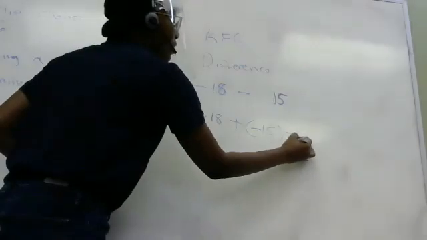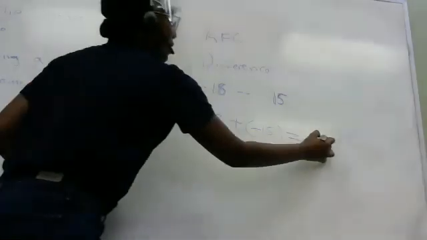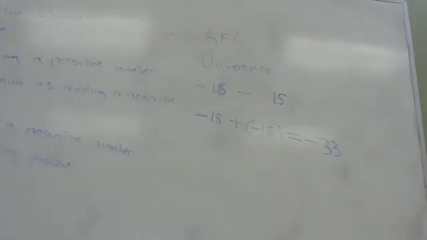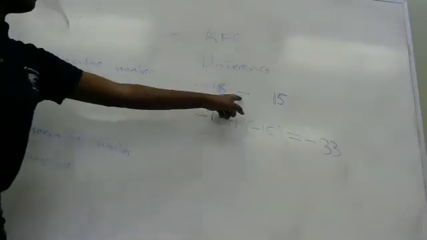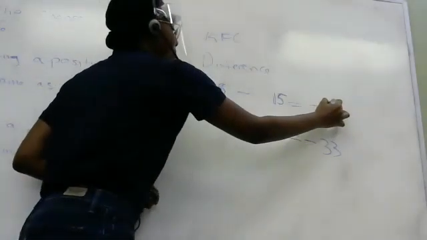When we're adding two negatives, what happens? You just add them and keep the sign. What's the sign going to be for our answer? Negative. 18 plus 15 is 33. So -18 minus 15 is -33. Okay.